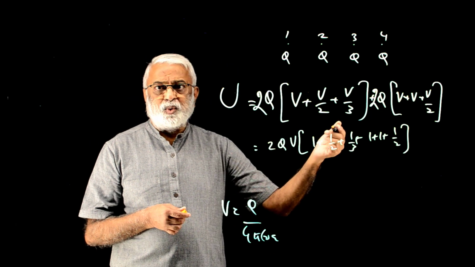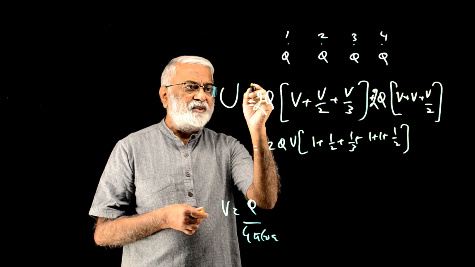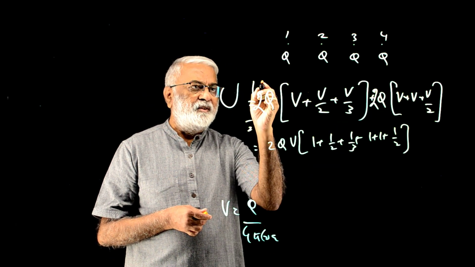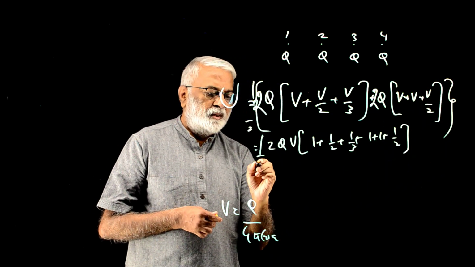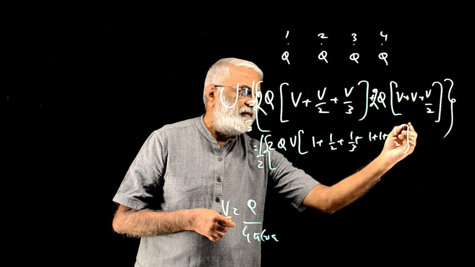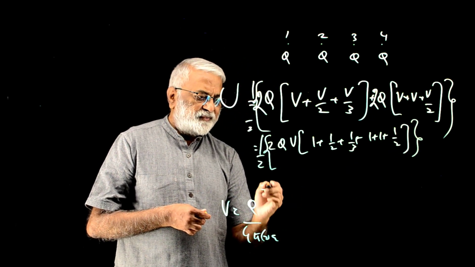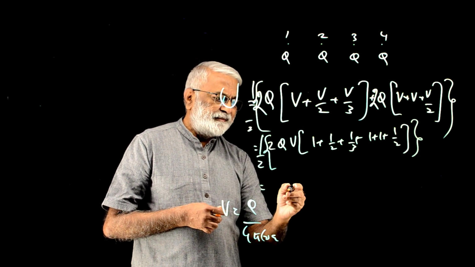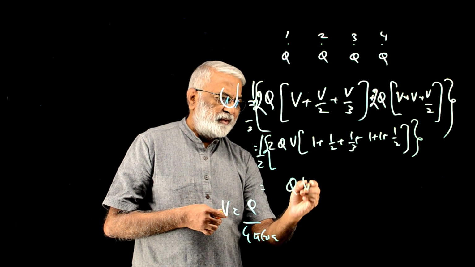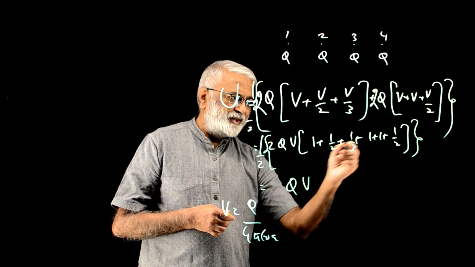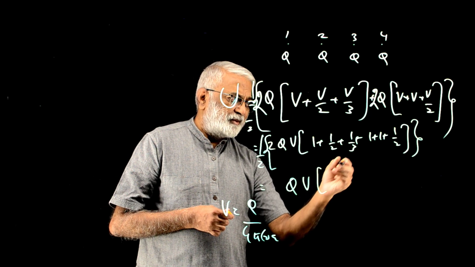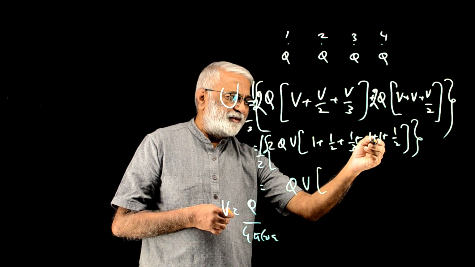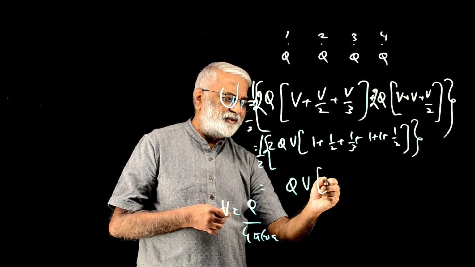This is sigma Qi Vi by 2. Sorry, you must halve this. Sigma Qi Vi by 2. Half of this. So let's finish this off. This 2 gets cancelled. QV, and this is a 6 is LCM. Or this is 3, right? 3. 6 is the LCM. 3 into 6, 18.